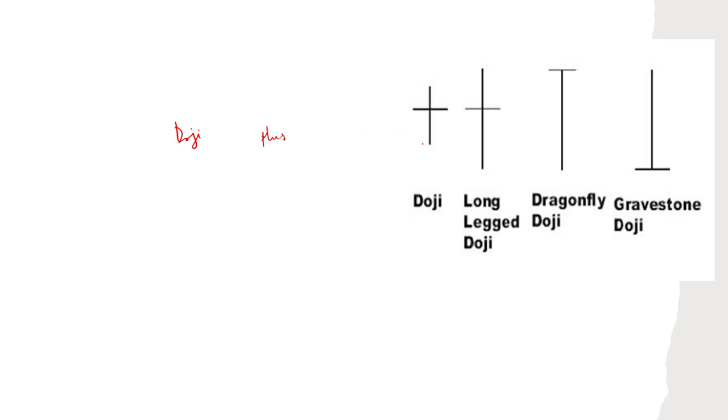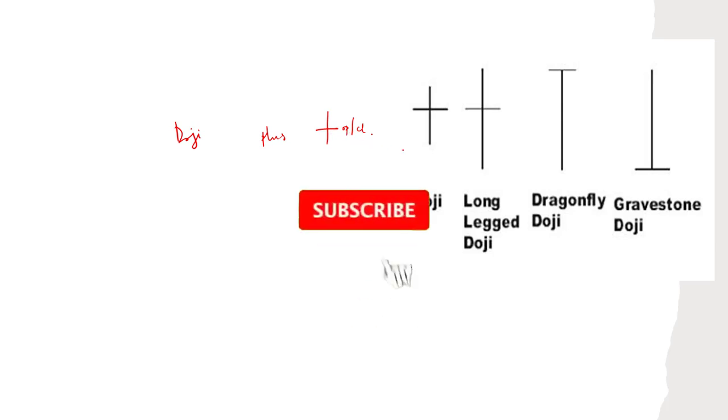What you need to pay attention to here in this Doji is that the wicks are almost of equal length. The upper and the lower wick are almost of equal length. And what the Doji is always trying to tell us is that the open and the close are almost the same thing. There is either no body or very little body in the candle.